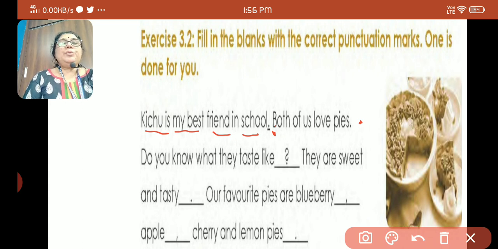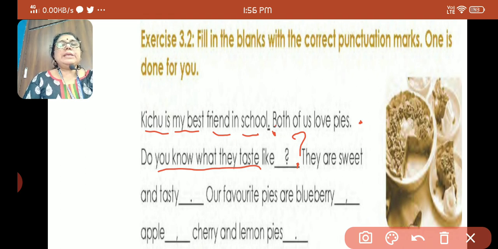Now, do you know what they taste like? This is a question. How does a question end? It ends with a question mark. Do you know what they taste like? It's a question. So we end the question with a question mark.